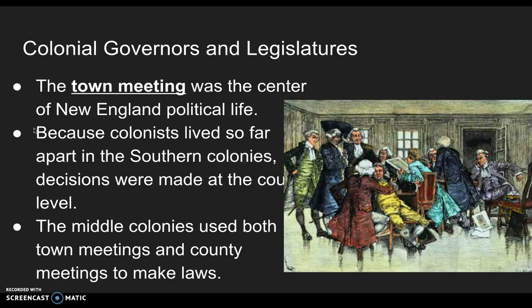And the middle colonies were a mix, with some places having people living near one another so they could have town meetings, and other places in the middle colonies, people were spread out, so they had to do things like county meetings in order to make laws.